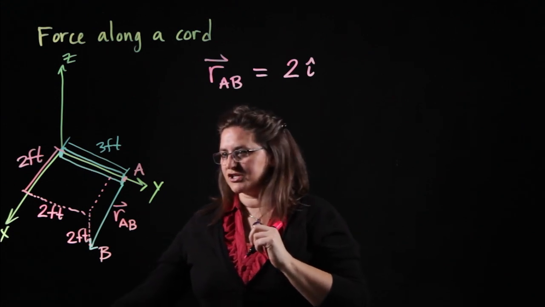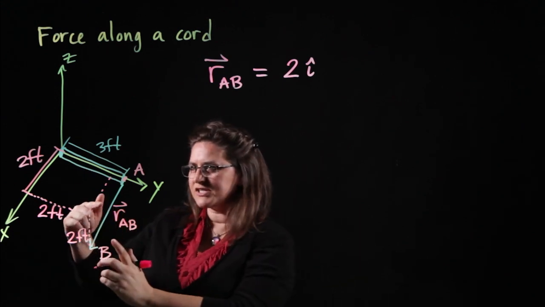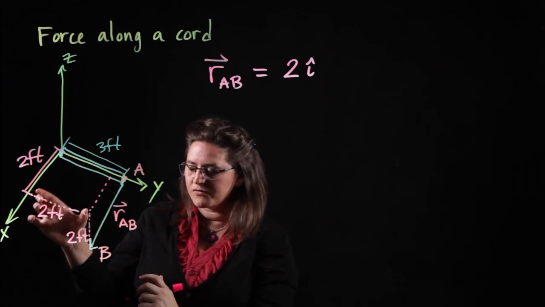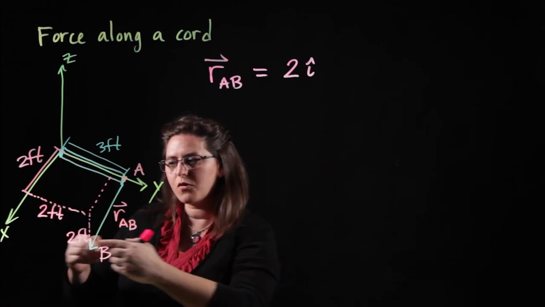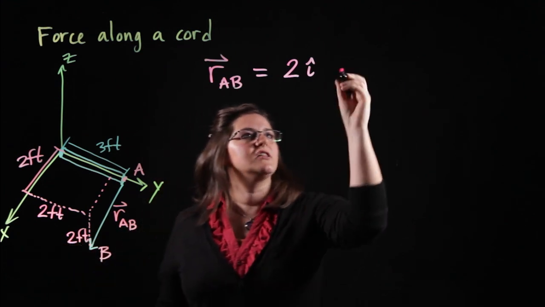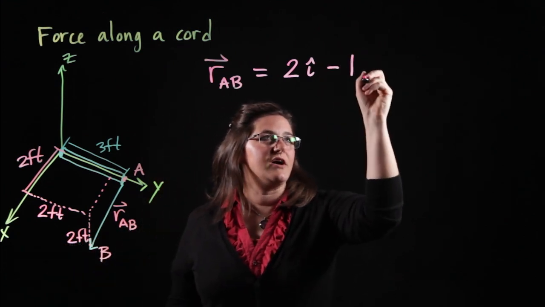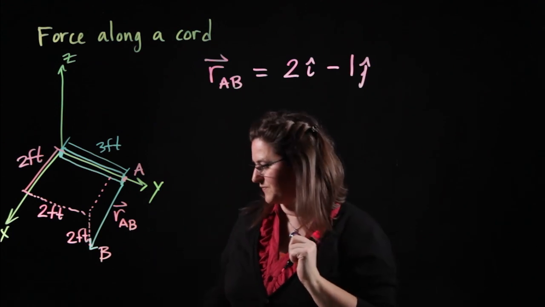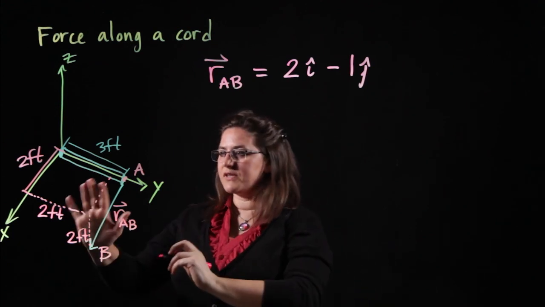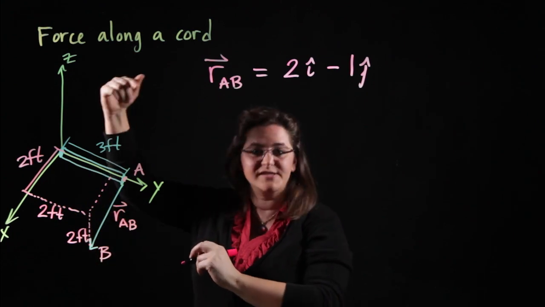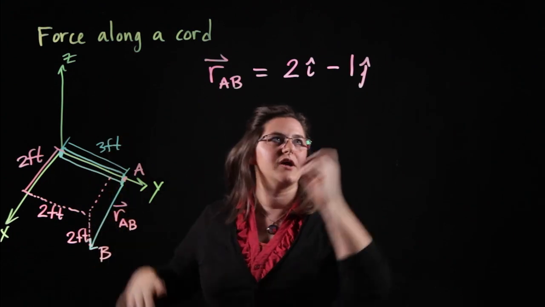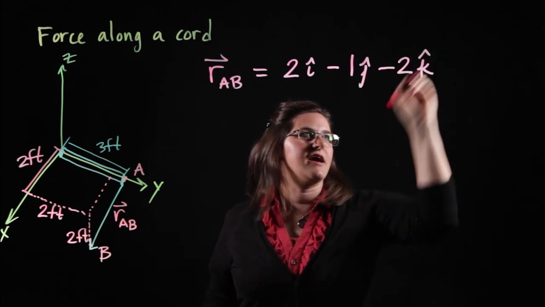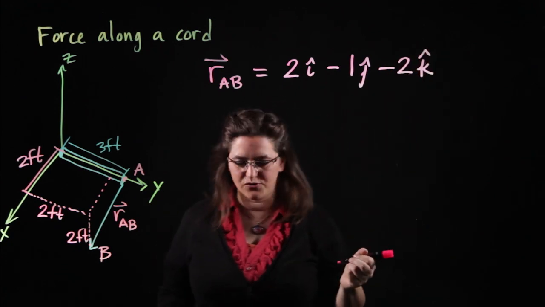In the Y direction, it's a little bit hard to tell, but this rod is 3 feet, and we've only gone over 2 feet right here, so you can see that the cord is actually pulling backwards a little bit, and it is -1 in the J-hat direction, in other words, in the Y direction. Also, in the Z direction, it's not pulling up, instead it's pulling down, by an amount of 2 feet. K-hat is associated with the Z direction.